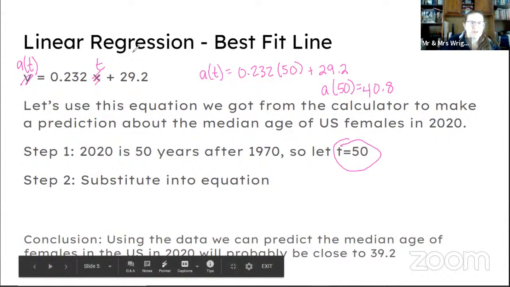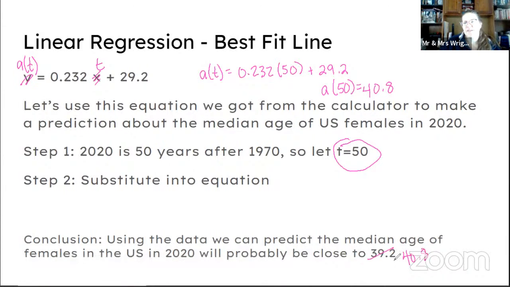So our conclusion is, using the data, we can predict that the median age of females in the US in 2020 will probably be close to, I'm going to put 40.8. And even 40, if you wanted to round, you could round to 41 because that's pretty close to that. But as you can see, that's going to be a much more accurate answer because we had 0.232 instead of just 0.2. So 40.8.